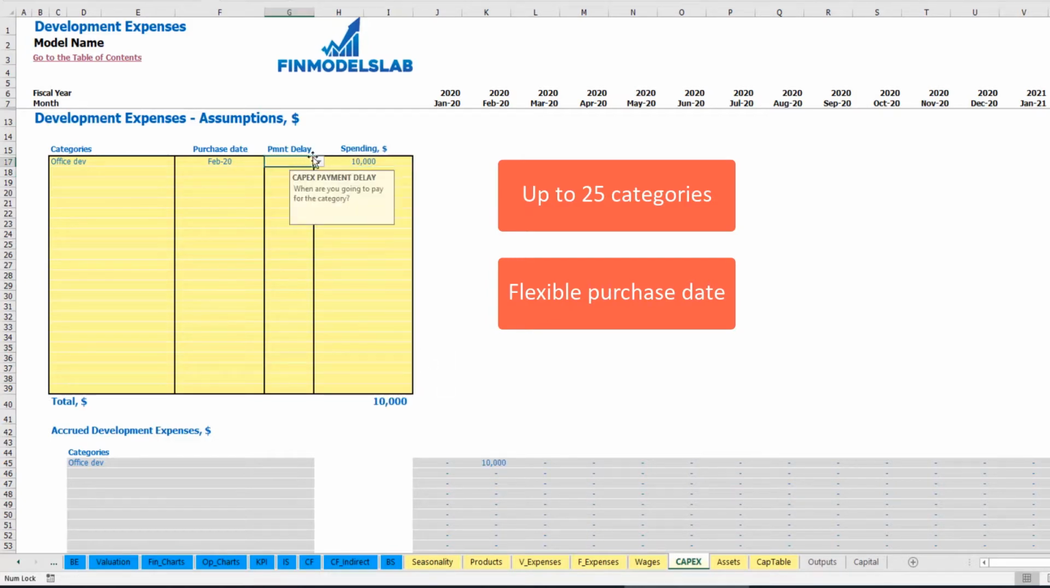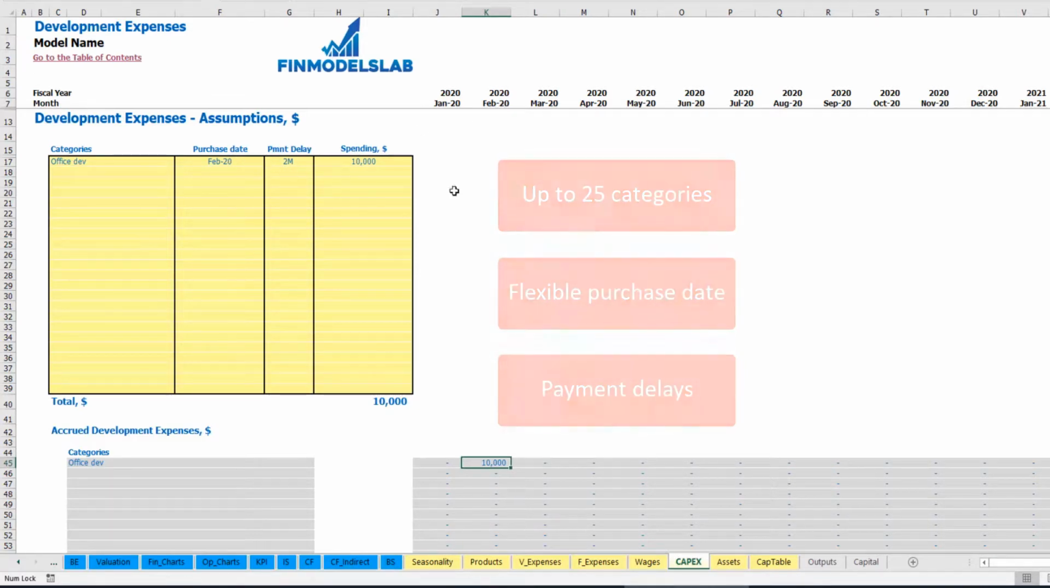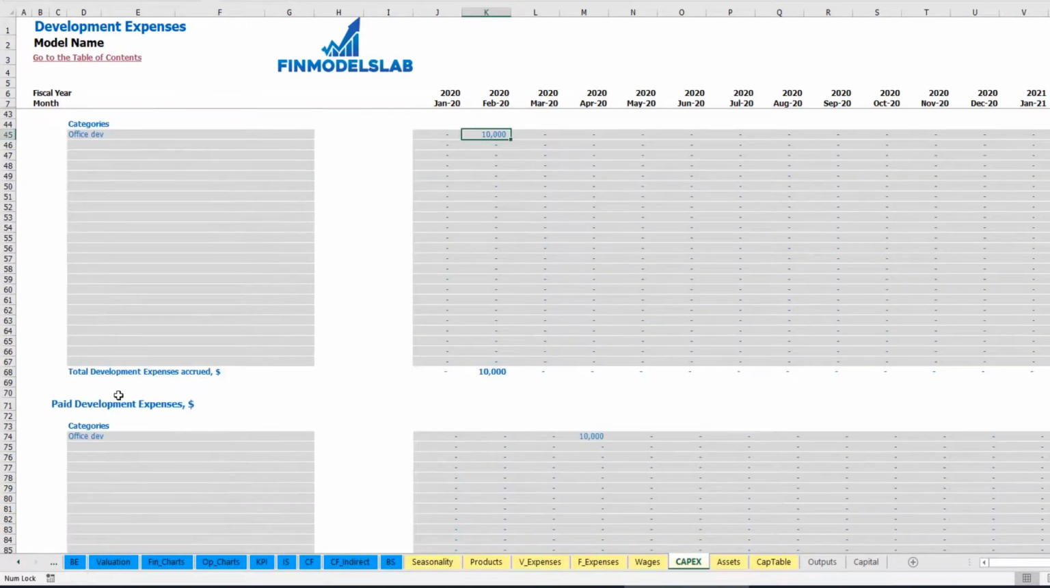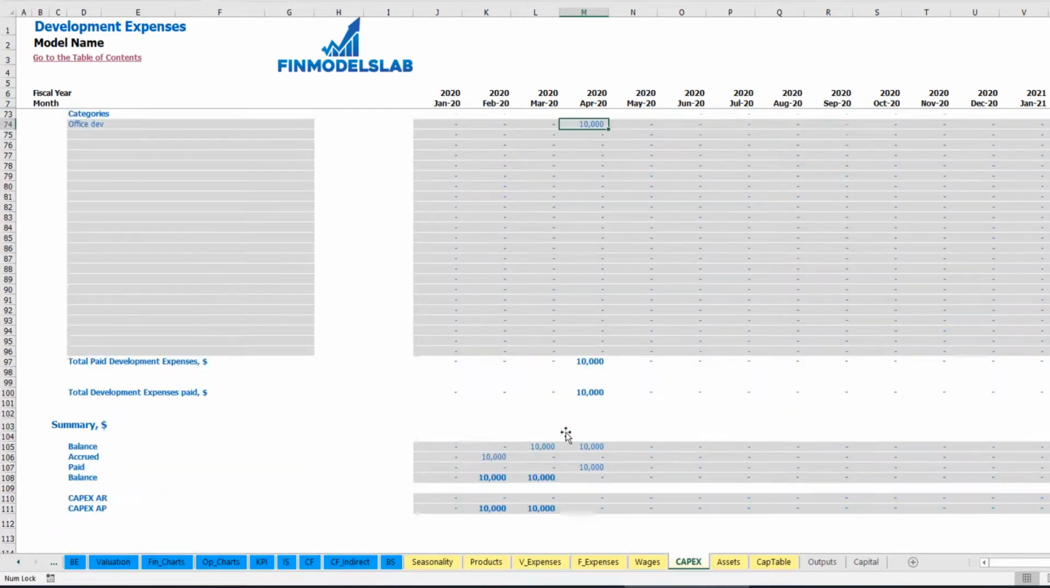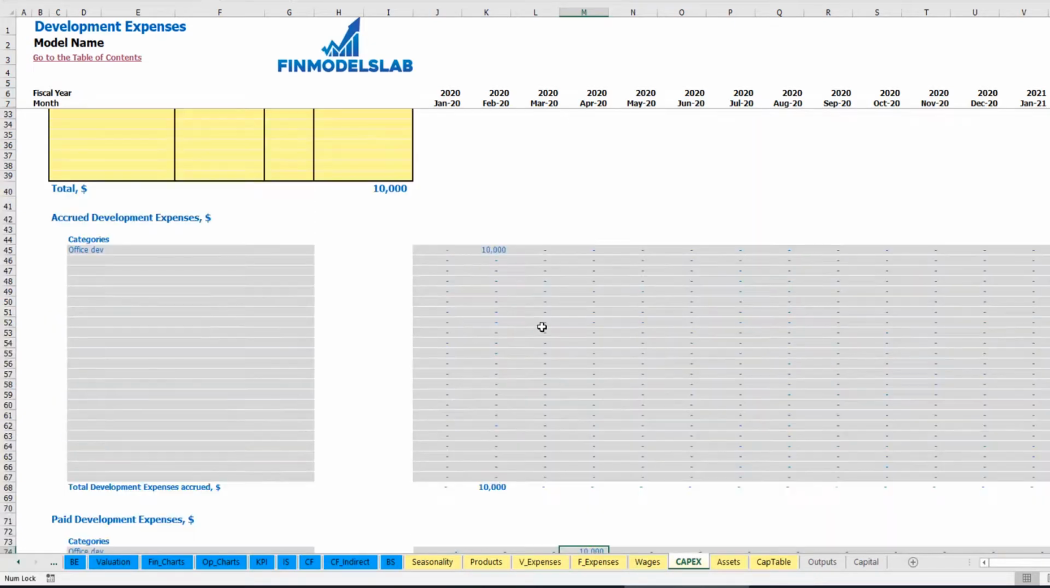and you also can input payment delay. What does it mean? Let me set up 2 months for example. It means that this amount will be accrued in February because of purchase date is February, but paid development expenses will be in April 20 for this office development. And you will have some balance of Capex accounts payable for 2 months.